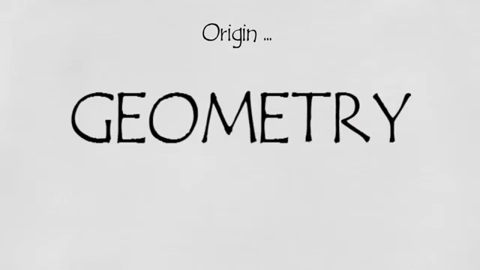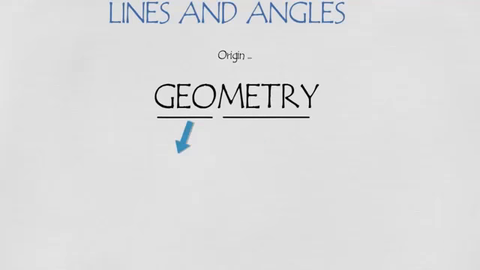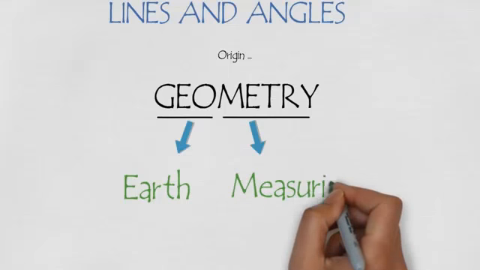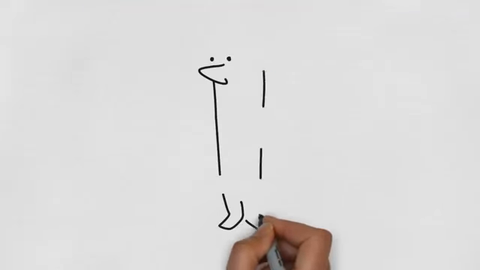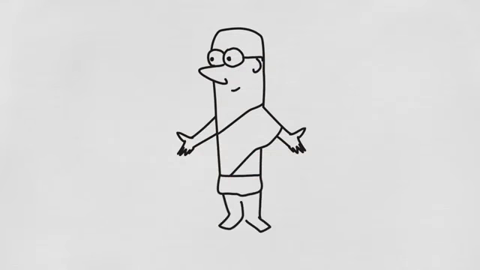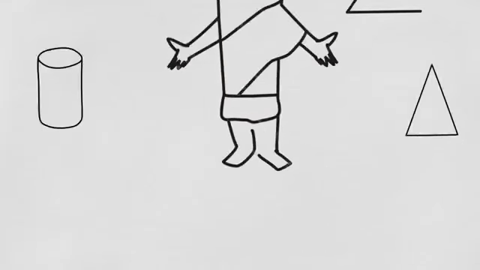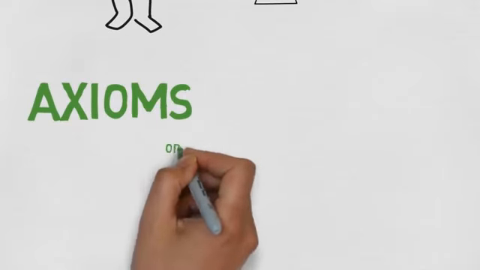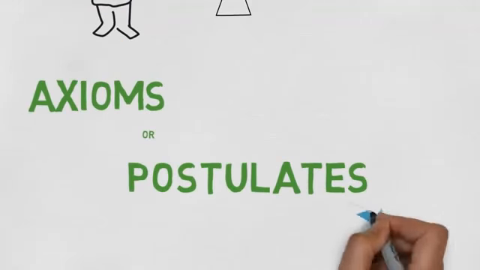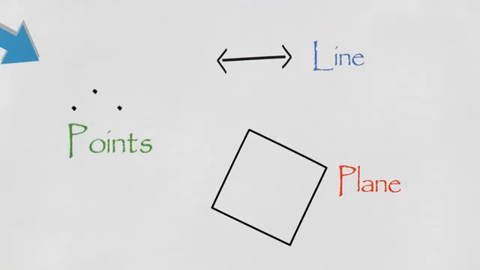The word geometry is the combination of geo and metron, where the word geo stands for earth and metron stands for measuring. The ancient people of different countries like India, Egypt, and Greece had come up with numerous geometric properties. Simple properties that we accept as true are called axioms or postulates. These postulates mainly deal with the point, line, and plane.